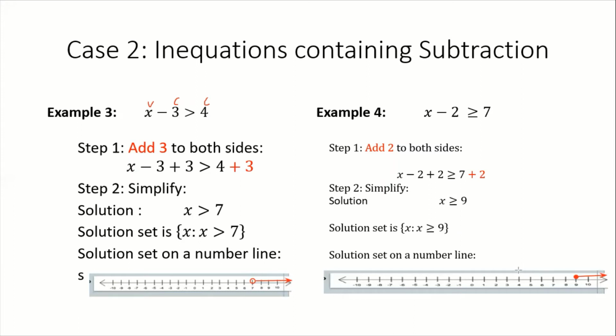And the difference between the closed circle and the open circle is saying over here in example 3 that 7 is not a part of my solution. But over here, the shaded circle is saying 9 is a part of my solution. So that's the difference between using an open circle and a closed circle. Everybody clear? Everybody with me?